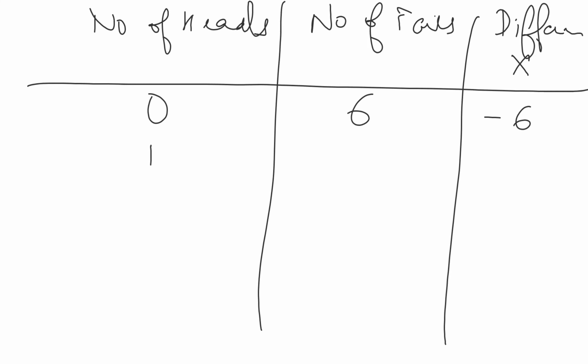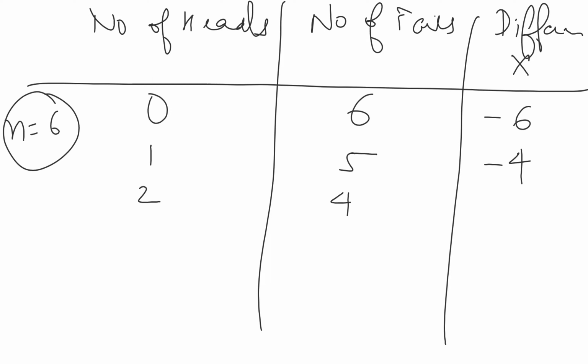Now out of 6 times, n is equal to 6. If one time we are getting a head, then 5 times we'll get a tail. So the difference is 1 minus 5, that is equal to -4. Likewise, with 2 heads, out of 6 times, we'll get 4 tails, so the difference is -2 over here.